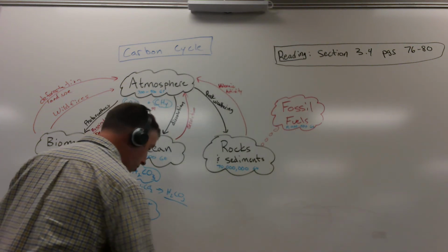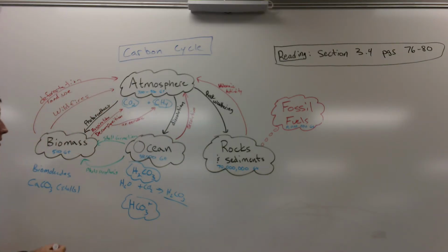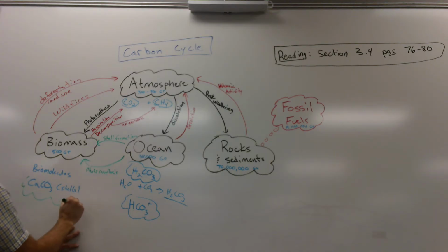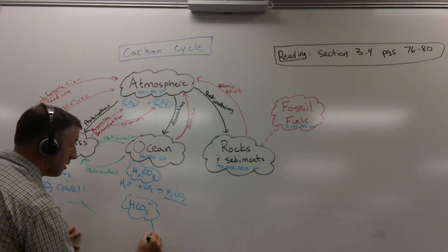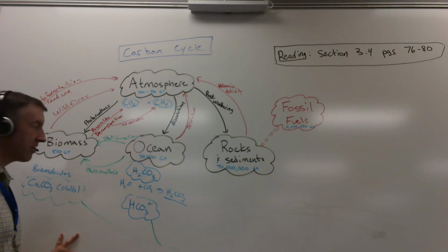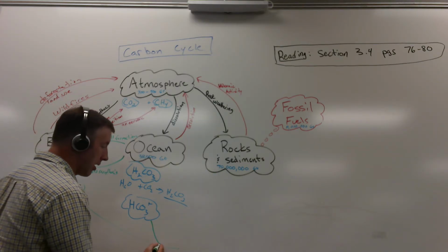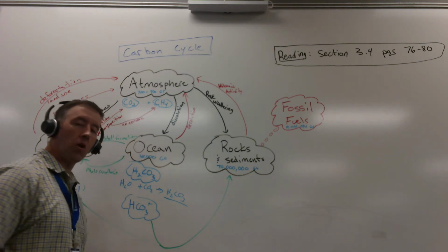Now, I'm going to kind of double up. I'm going to go green arrow here. So what we have is calcium carbonate shells. I'm going to circle these in green a little bit, and bicarbonate ions. And we're going to link these carbon-containing ions, that are either from shells or in our ocean water, and we're going to contribute those to our rocks and sediments.